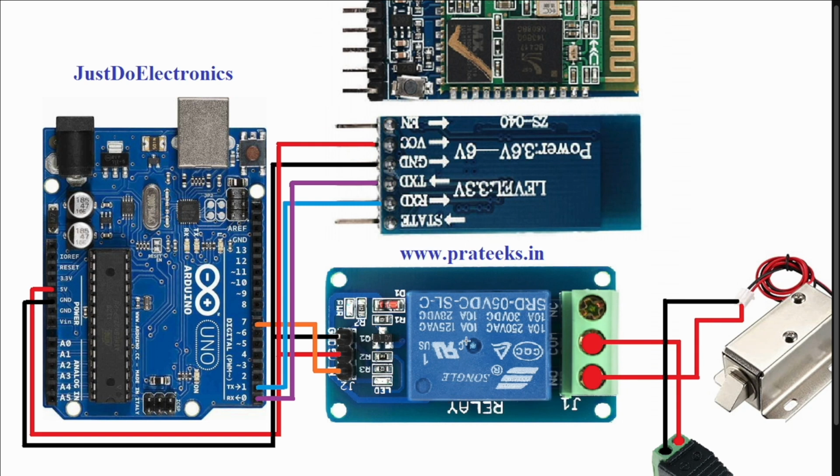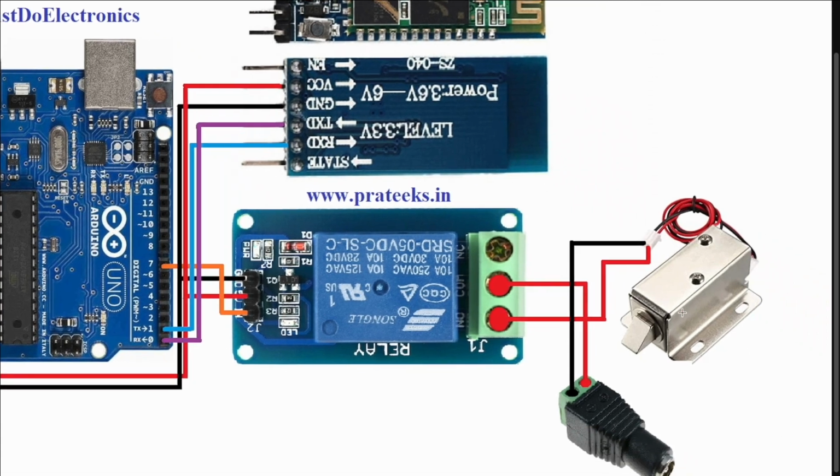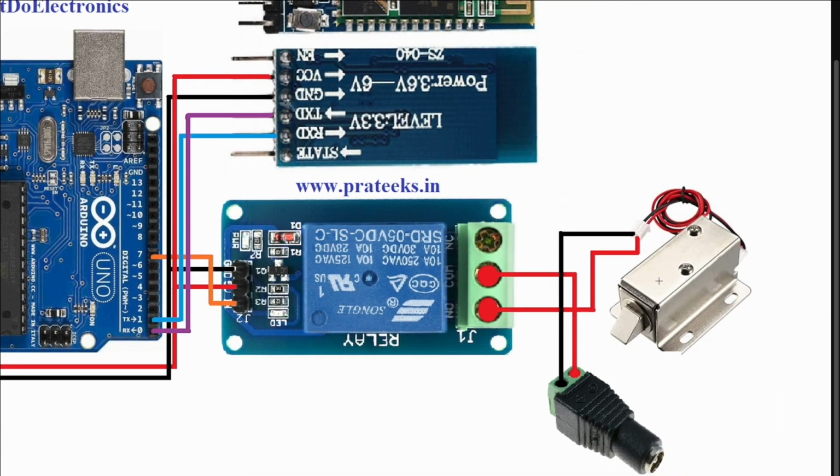And this relay module, I just connected to digital pin number 7, and the VCC is connected to VCC, and the ground is connected to ground. For the solenoid lock, I require a 12V 2 ampere power supply, that's why I gave this external power supply. The positive goes directly to the common pin, and the NO pin is connected to the positive of the solenoid lock, and the ground goes directly to the solenoid lock.